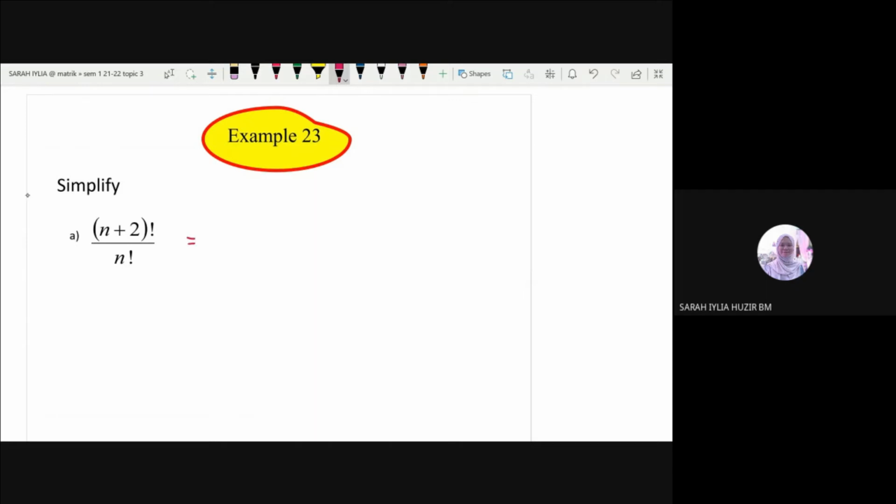So first step, open up as usual. So kita akan dapat n plus 2. And then decrease by 1, tolak 1. So dia akan dapat n plus 1. And then tolak 1 lagi. So dia akan jadi n factorial. Okay, saya stop kat situ. Kenapa saya tahu kena stop? Because on denominator part, we have another n factorial. So this can be cancelled out. Final answer, n plus 2, n plus 1. That's how we simplify expression involving factorial.